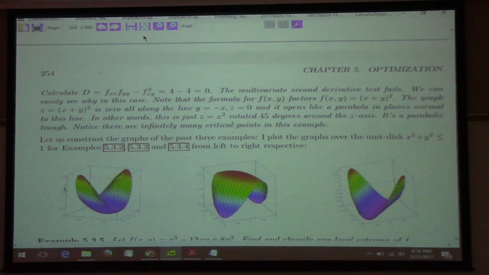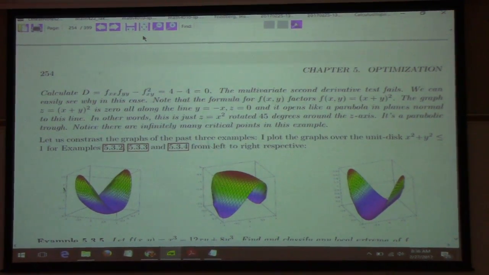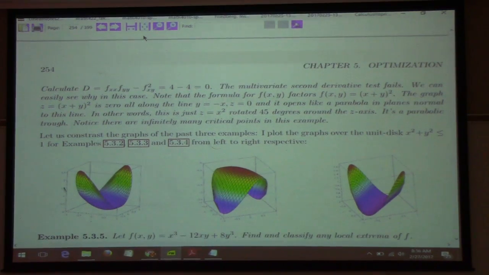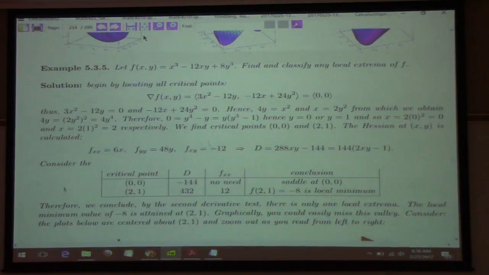Any questions? Yep. So at some point, should we just look at it from a common sense perspective and say, hey, wait a minute, I know that that's the equation of a parabolic cylinder? Sure, but that won't work here. Okay. Yep.